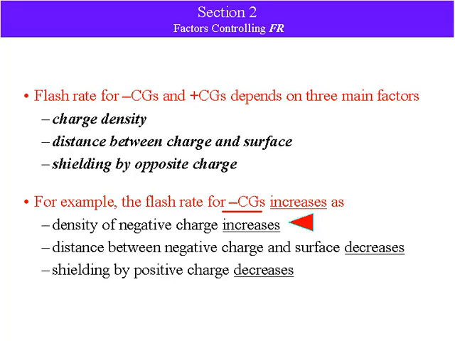We could decrease the distance between the negative charge and the surface. That would allow for the discharge process to occur more readily. Or we could decrease the shielding by positive charge. That means we could make the positive charge located below the negative charge smaller in density, and therefore the negative charge should do a better job of actually discharging as well as inducing some charge at the surface.